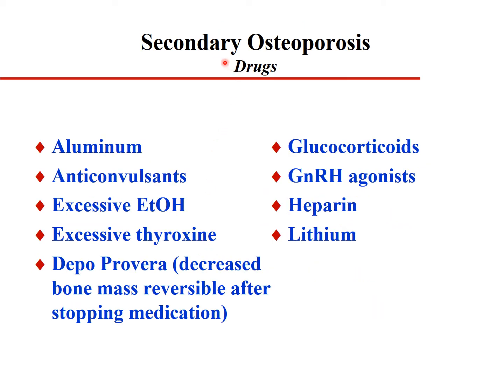Now, there are some drugs also that can lead to a decrease of bone mass, such as aluminum-containing drugs, anticonvulsants, excessive alcohol ingestion, hyperthyroidism, or Depo-Provera, which decreases bone mass reversibly after stopping the medication. Glucocorticoids are widely used drugs that also do this, as do heparin, lithium, etc.